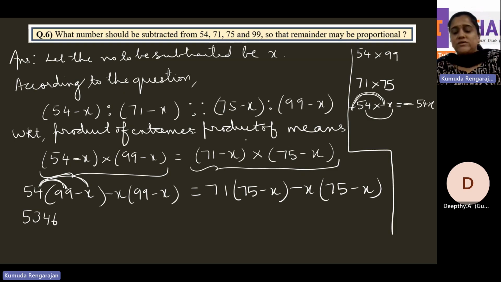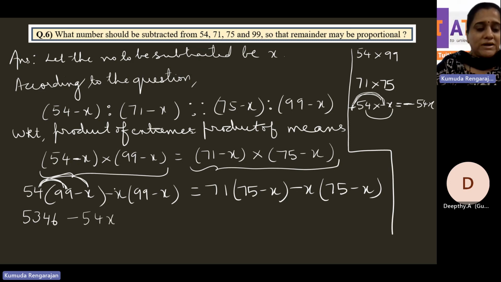All right. Now here we are multiplying. When you have to multiply 54 and minus x, you should first multiply the signs. Plus into minus, different signs, so it's minus. And 54 into x is 54x. So that's the second term, minus 54x. Now we need to multiply minus x and 99.